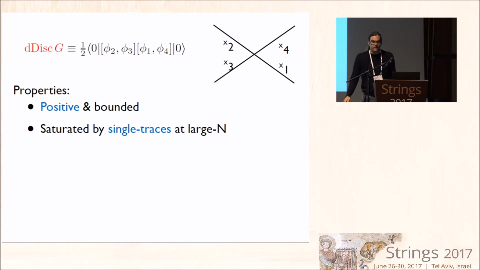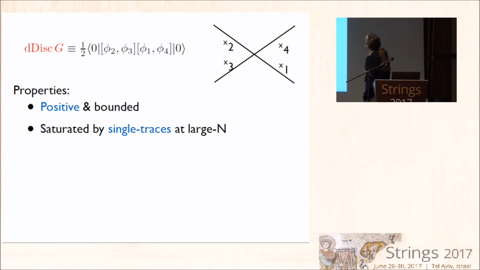This has very nice properties. For example, it's positive definite. You can prove that using Cauchy-Schwarz kind of identities. You can also prove it from the OPE. It's bounded, something which is perhaps less obvious, but also true. If you take a large n limit, you can think about the OPE between points 1 and 4.